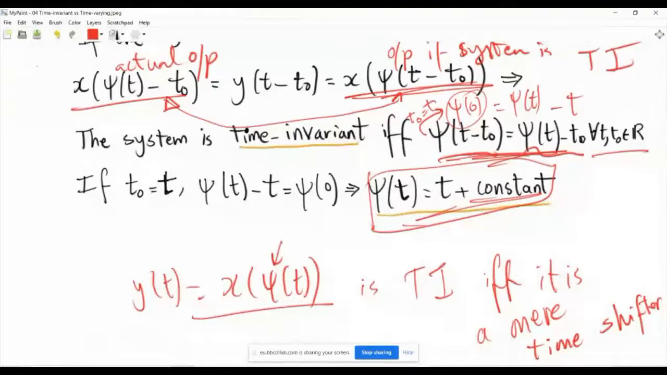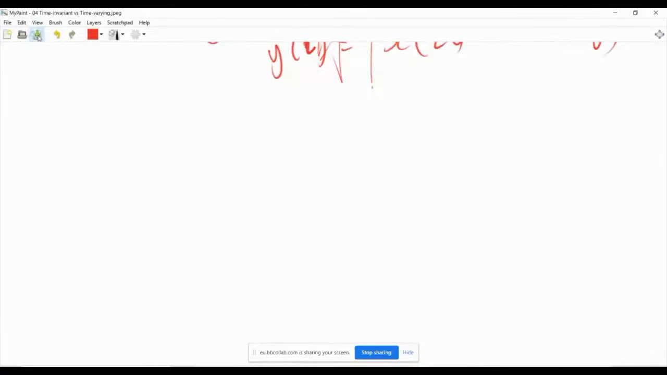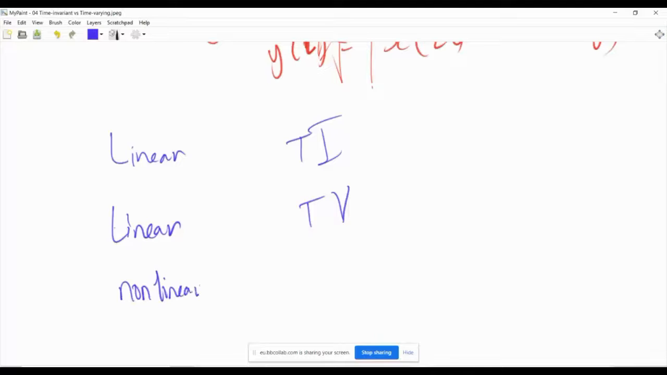And linear time invariant systems are basically systems that are both linear and time invariant. Based on what I described, there is no relation between these two classifications. So we have all four possibilities. We can have linear and time invariant. We can have linear and time varying. We can have nonlinear and time invariant, and we can have nonlinear and time varying.